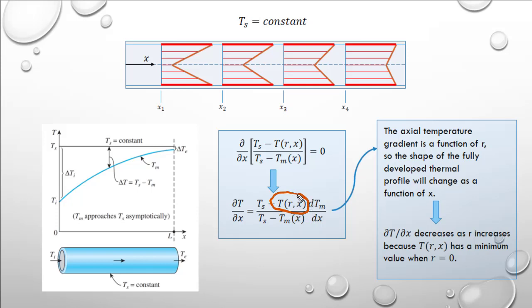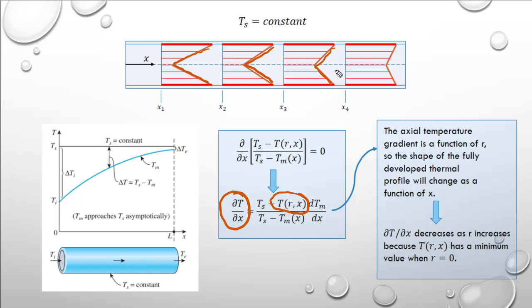right, the local temperature. So this local temperature is going to vary as a function of r. So that means that the temperature gradient is also a function of r. So the shape of the fully developed thermal profile will change as a function of x. Sorry, I read that wrong. The axial temperature gradient is a function of r. So the shape of the thermal profile changes as x moves down.